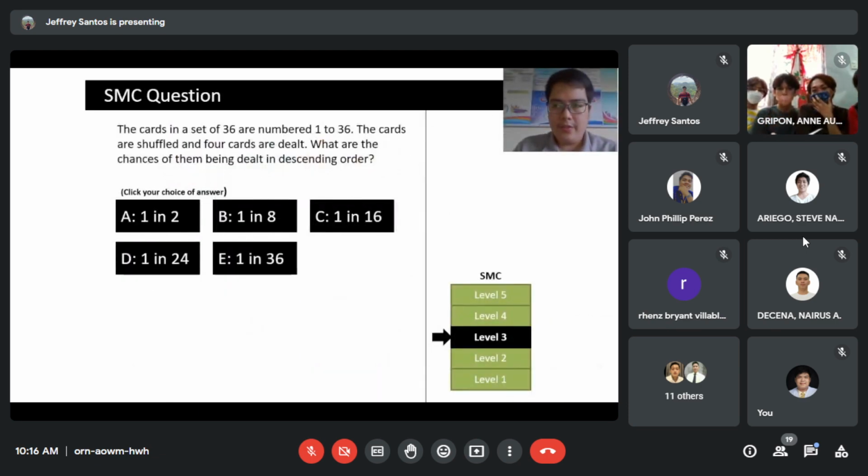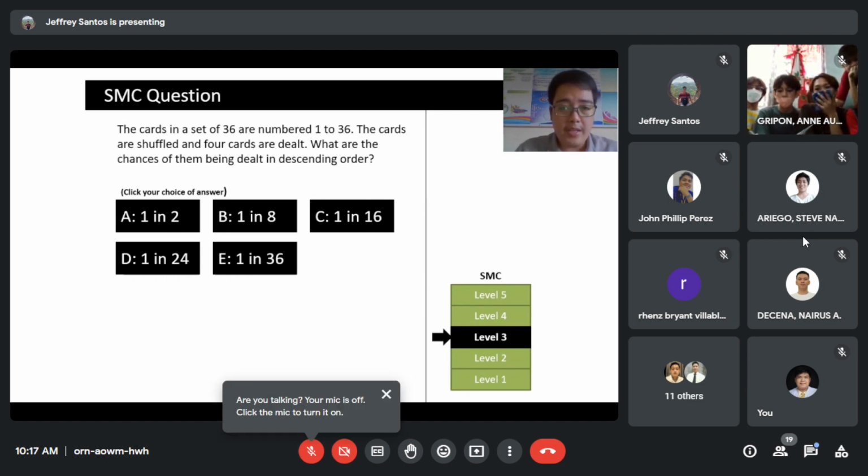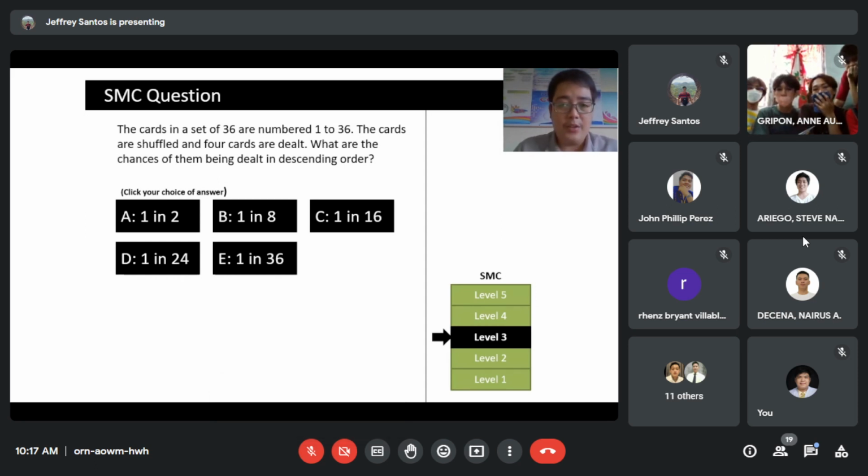Let us have this question, a question about permutation, I think. So the cards in a set of 36 are numbered 1 to 36. The cards are shuffled and 4 cards are dealt. So ibig sabihin, 4 ang pipiliin. What are the chances of them being dealt in descending order? Yung pababa ang arrangement. So kung 4, ano daw ang chances na siya ay descending order?